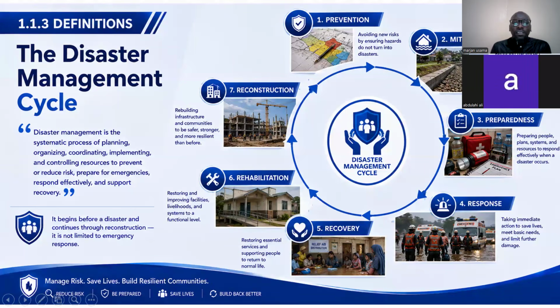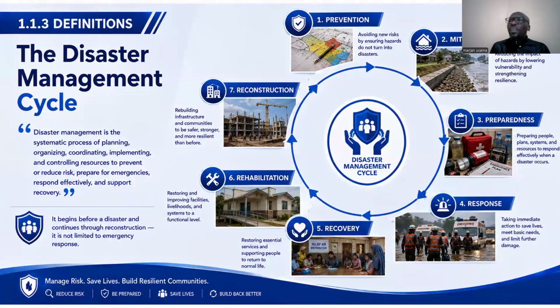During the disaster, these people's houses were destroyed, and their sources of income were affected. So in recovery, the government and the NGOs are trying to help those who are affected to get back to normal. Then we have rehabilitation: restoring and improving facilities, livelihoods, and systems to a functional level. Rehabilitation basically means we are not building new hospitals or new roads, but just doing some repairs.